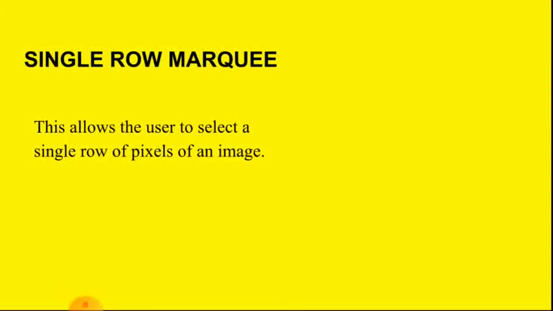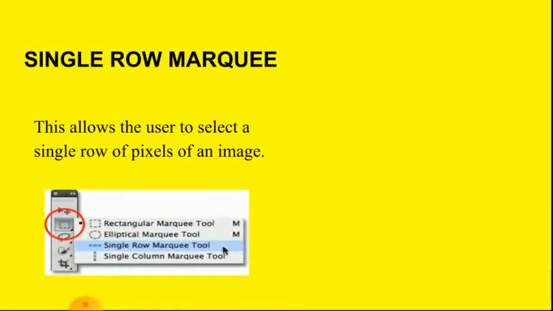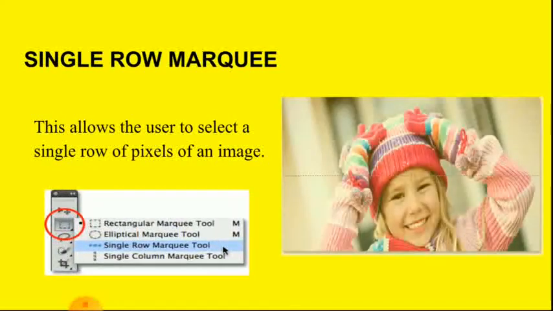Single row marquee. This allows the user to select a single row of pixels of an image. Can you see a dotted row? That is single row marquee.